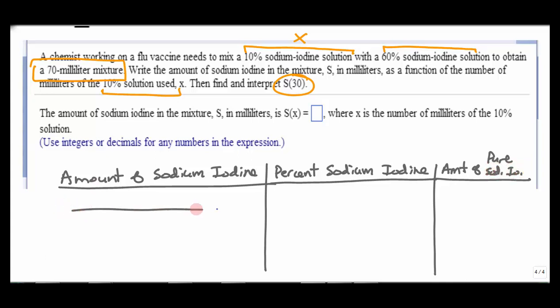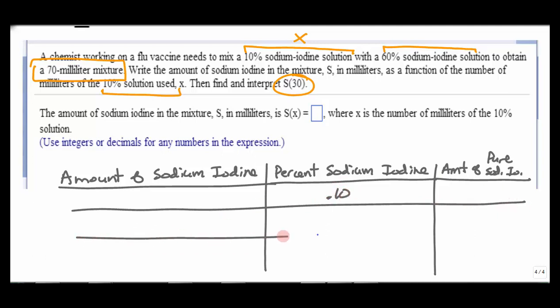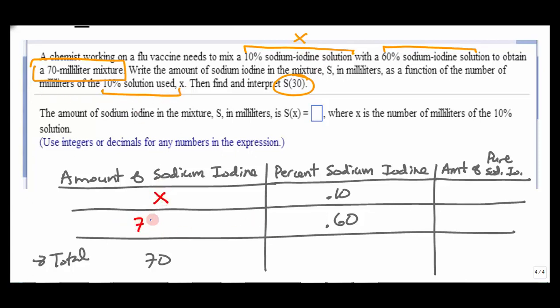So to get started here, we know we have a 10% solution and we know we have a 60% solution. And in total, we know we need 70 mils. So this is our total. Well, it told us right up here that they want us to use X for the amount of 10% solution. So this value would be 70 minus X, because we know we need a total. So if this was 10, this would be 70 minus 10, or 60. So this is X, and this is 70 minus X.